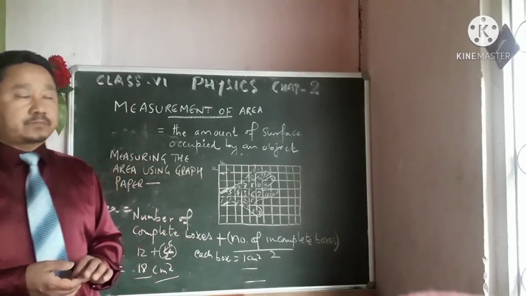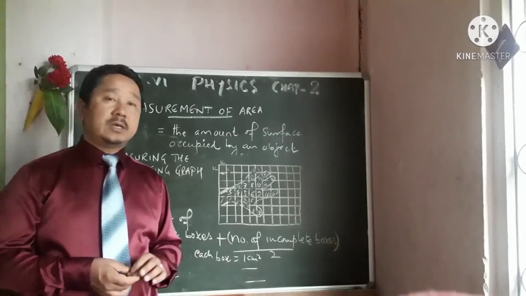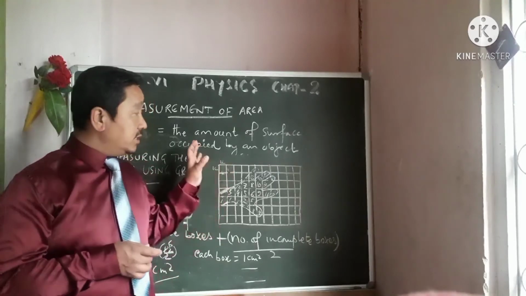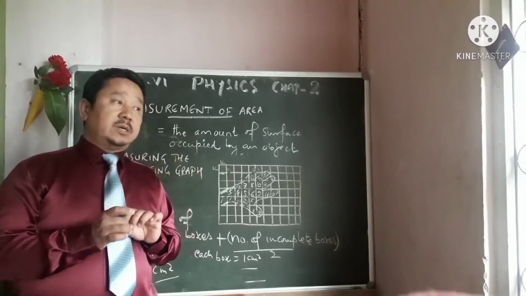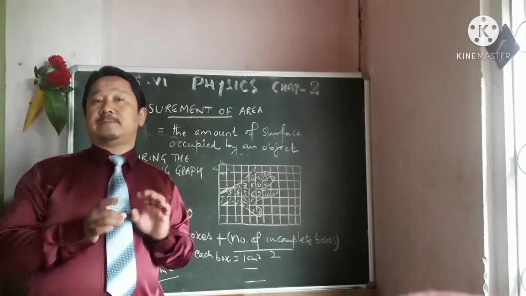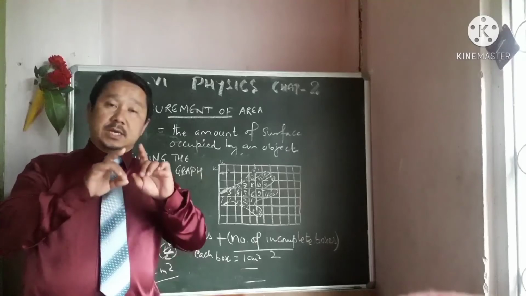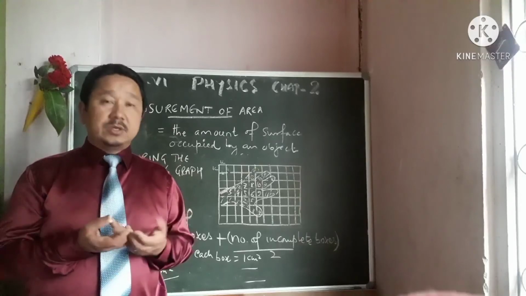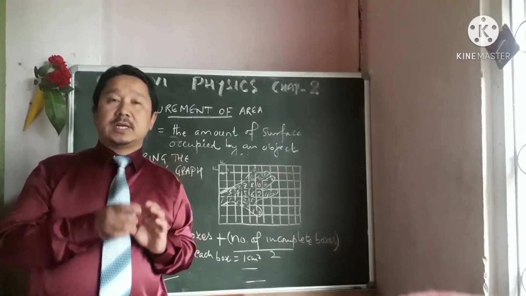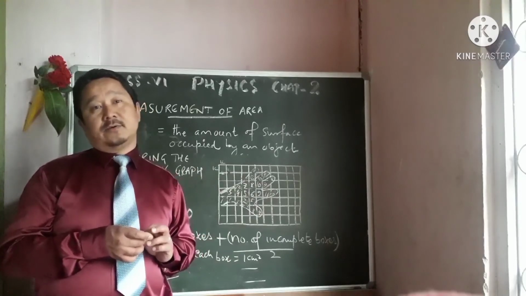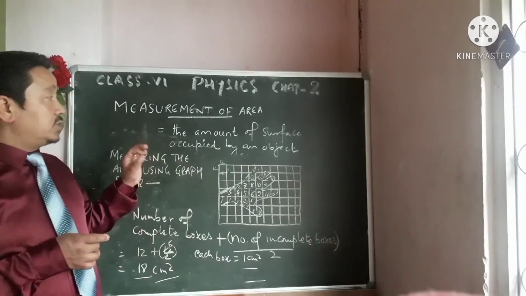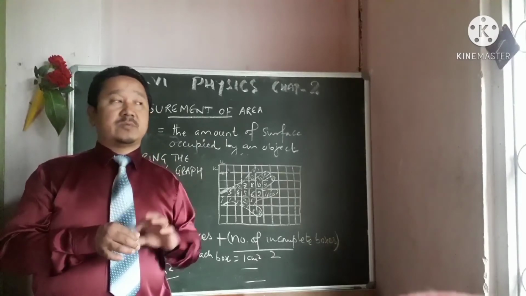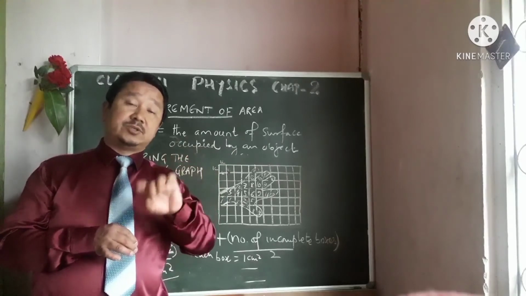Okay, then as I've told you already, there are different figures of different shapes. There is the object of square shape also, triangular shape also, rectangular shape also, and it may be in circular shape also. So accordingly we will apply the formula there. To measure the area of a triangular shape, we need to apply the formula half into b into h, half into base into height.